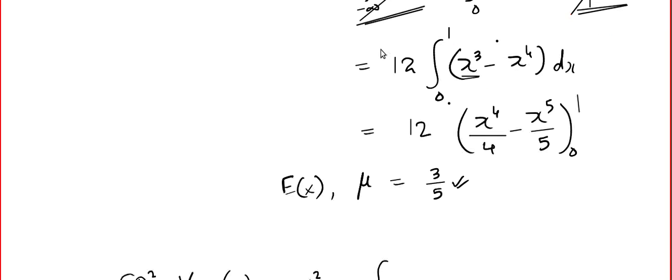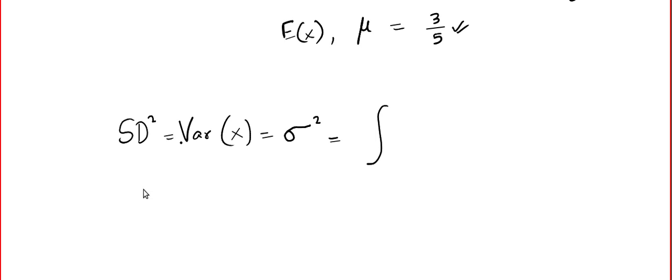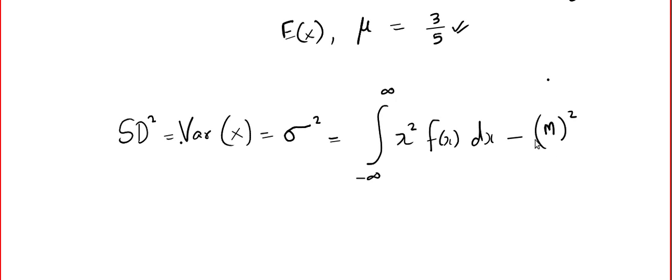Variance. Okay, so variance or standard deviation squared, denoted by sigma square, is given by the integral. Look at the formula in discrete: sigma will become integral, x_i squared will become x square and p_i will become f of x. Of course, the limit is from minus infinity to infinity, minus mean squared. The mean we already found. I should have used mu, but I'll write mean. Okay, mean squared.